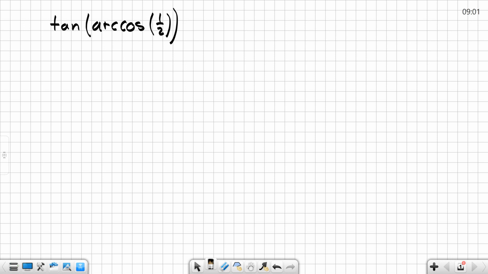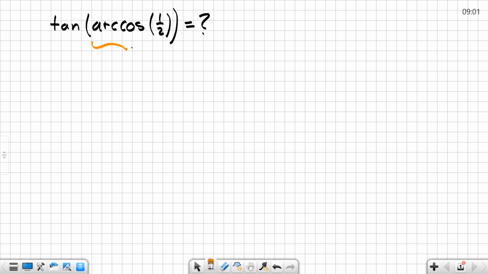We are supposed to find out what the tangent of arc cosine of 1/2 equals. This is really just the composition of two functions, the inverse cosine function and the tangent function. So I will investigate this problem from the inside to the outside.